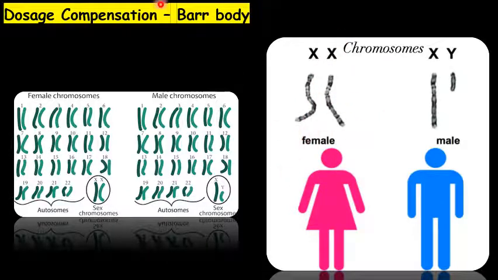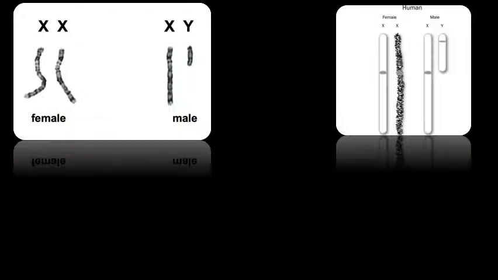Now let's talk about what is dosage compensation or Barr body. So this is related to the X chromosome, which we will be seeing in another slide. If you look at this picture, you can see this is a female individual progeny and this is a male progeny, because based on the type of sex chromosome we can understand which is which, right? Now, let's talk about the X chromosome first.